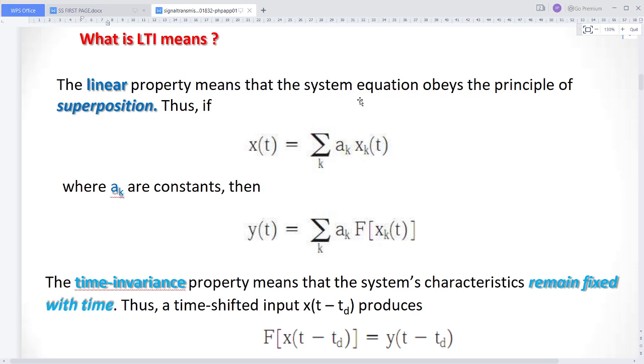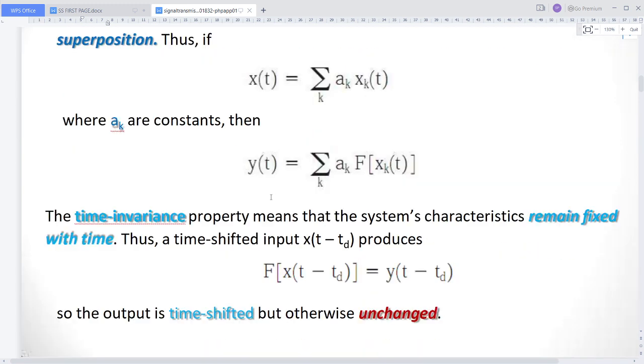The linear property means that the system equation obeys the principle of superposition and homogeneity also. Now, if we have x of t, a continuous time signal, assume x of t is equal to sigma k a k x k of t. You can take k from 0 to infinity, at any value satisfying this condition. Here a k are constants. Then y of t we can have, what? This sigma k equals, you can take some values also.